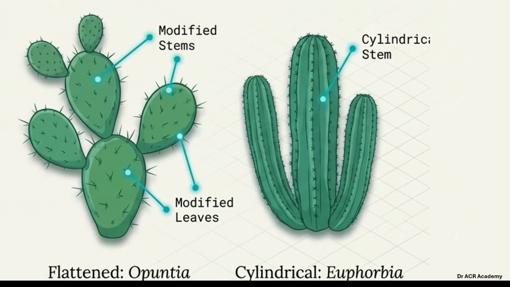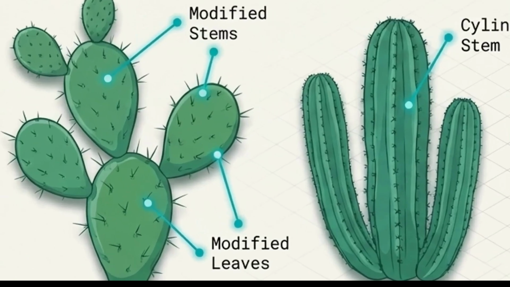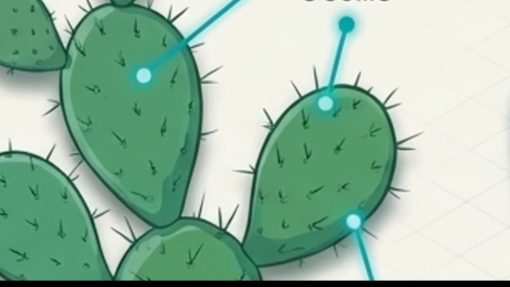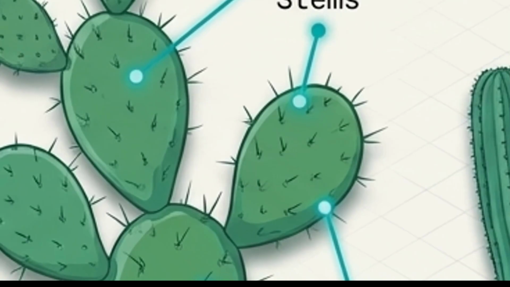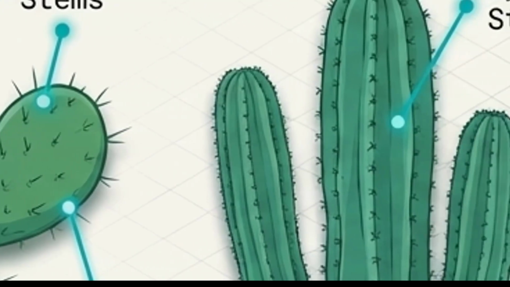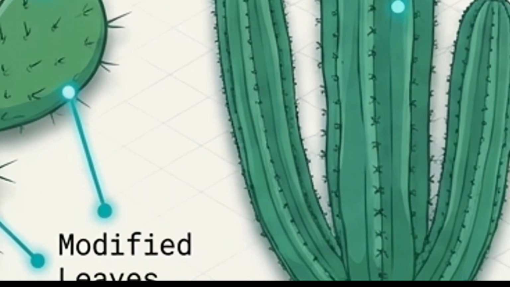In Opuntia, the Phylloclade is flat and broad, increasing surface area to efficiently perform photosynthesis while leaves are reduced to spines. In Euphorbia, the Phylloclade is cylindrical, reducing surface area to minimize water loss while still carrying out photosynthesis.